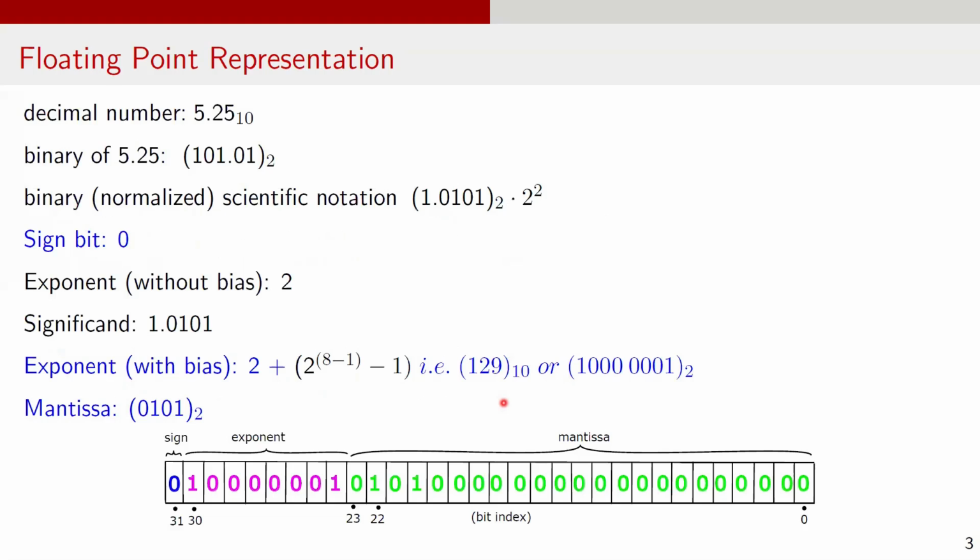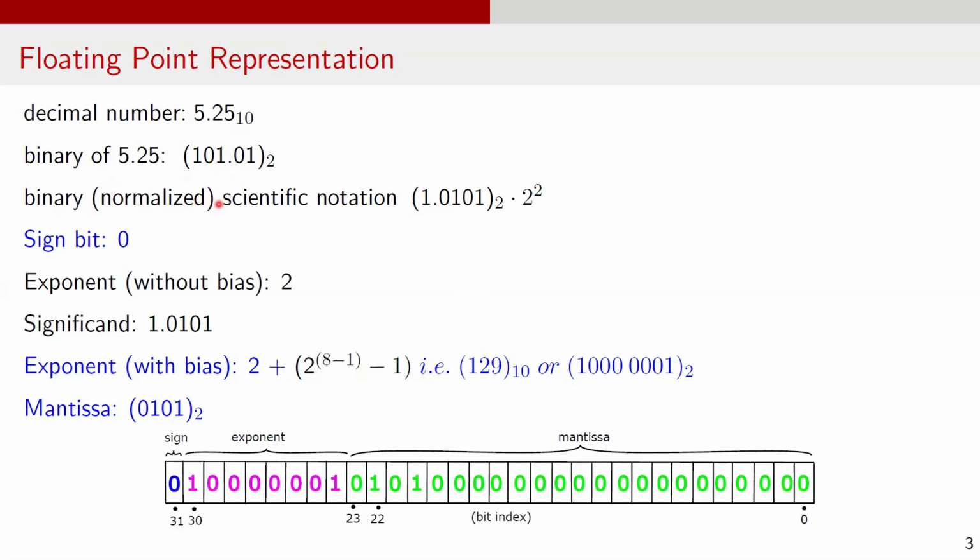Let's work through an example to understand how a real number is stored in single precision floating point. Suppose the number is 5.25 in decimal number system. First, let's convert 5.25 in binary representation, which is 101.01.